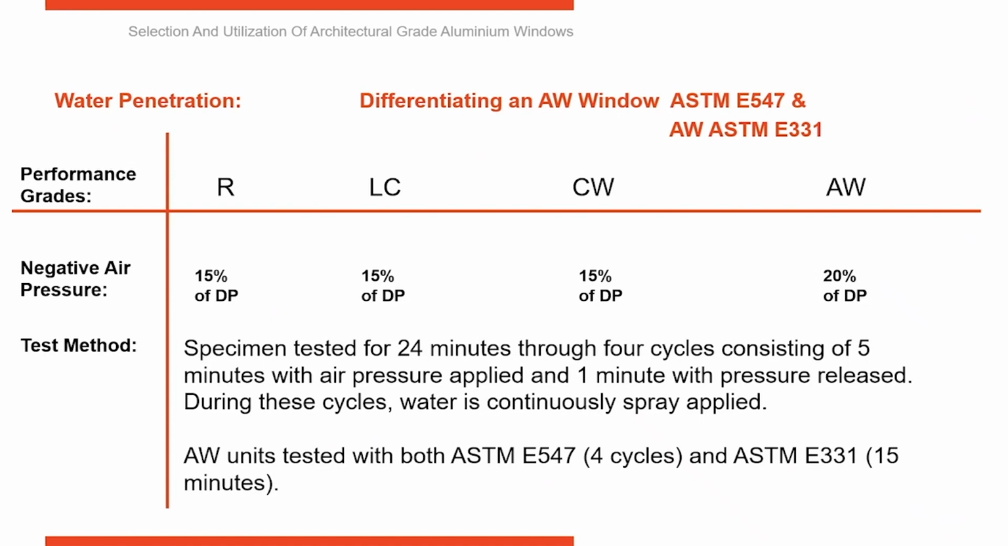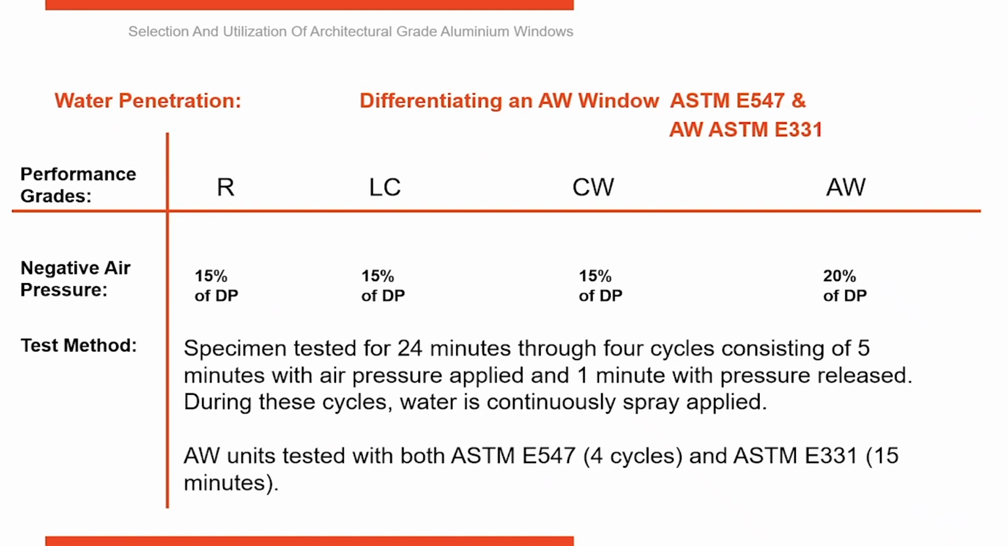And what the test is, it's a 24-minute test where you go through 4 cycles of applying the negative pressure to the window for 5 minutes, then release it for 1 minute, then apply it for 5 minutes, release it for 1 minute, apply it for 5 minutes, release for 1, and do that for 24 minutes, 4 cycles. All the time water's being sprayed on the window on the exterior. And the goal there is to measure, with the negative air pressure being applied on the inside, is water penetrating the building? Is water penetrating through the window?